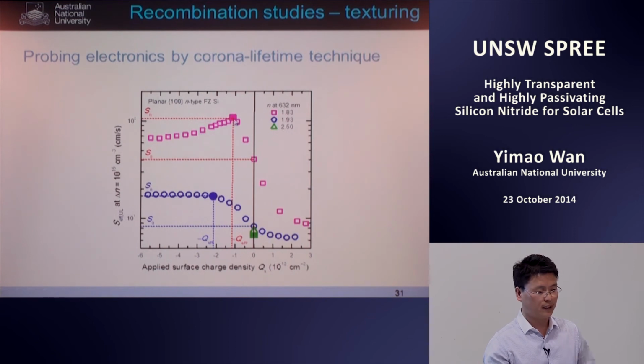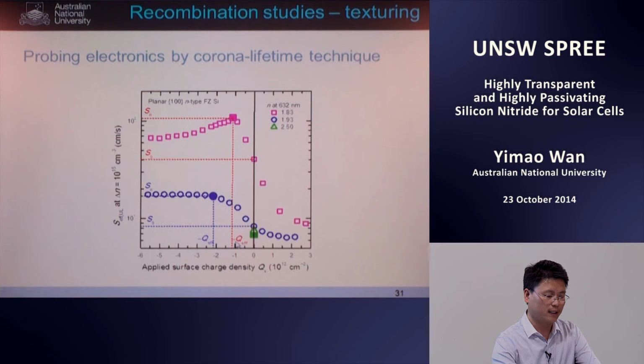And in this case, we can qualitatively assess the recombination due to defects. So we denote SiT, as well as the charge in the silicon nitride film, that means the negative effective charge.